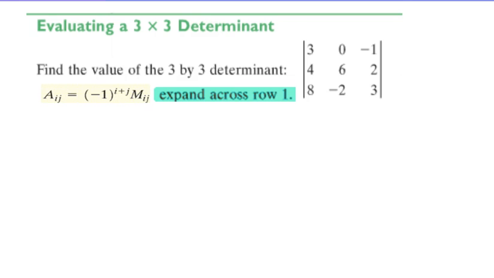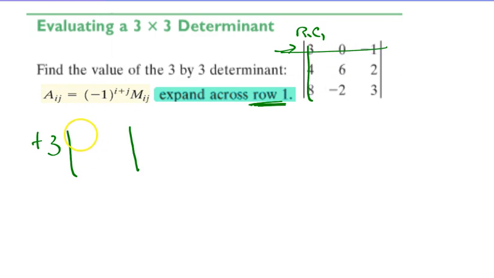Again, another example. So if it says expand across row 1, I'm going to use this, which is row 1, column 1. So I know it's a positive 3 times its minor matrix. So I'm going to eliminate row 1 and column 1. We're left with 6, 2, negative 2, 3. Then I'll move on to expanding across row 1. So I'm going to grab the 0 next. After the 3 comes the 0.